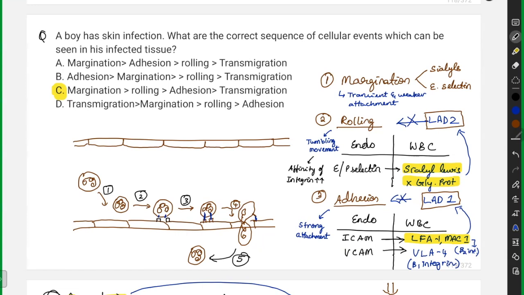Your latest Robbins 10th edition gives us endothelial cell retraction. Retraction is nothing but endothelial cell contraction.